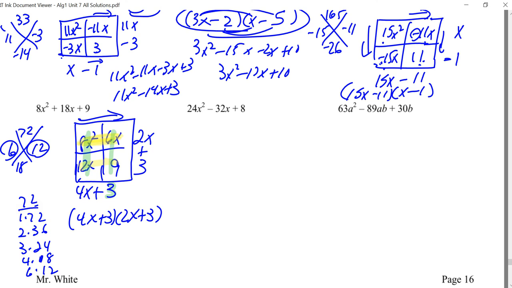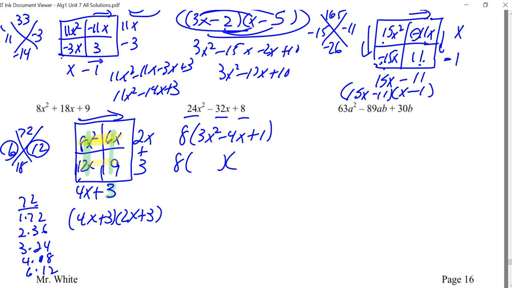Now, none of these had anything in common. Notice how these 3 have something in common. You've got to start by taking that out. 8 goes into 24 3 times. 8 goes into 32 4 times. 8 goes into 8 once. So there's what I'm factoring.